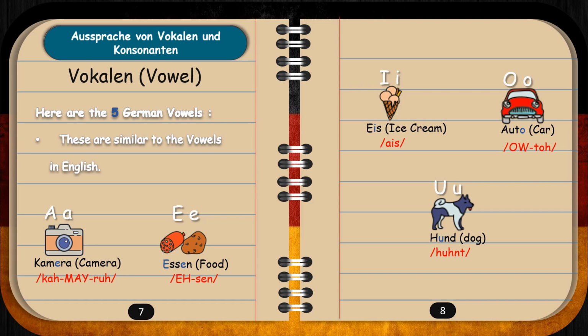In German, the vowels A, E, I, O, and U can have slightly different sounds compared to English. For example, A is pronounced like the A in bar, but shorter. E is pronounced like the E in red, and I sounds like EE. O is close to the O in coat, and U is like the O in boot. So, let's see the way the vowels are pronounced with visual examples.